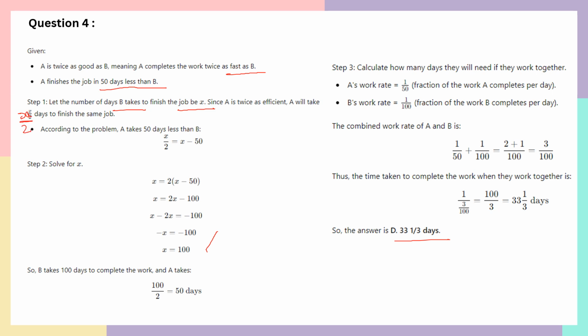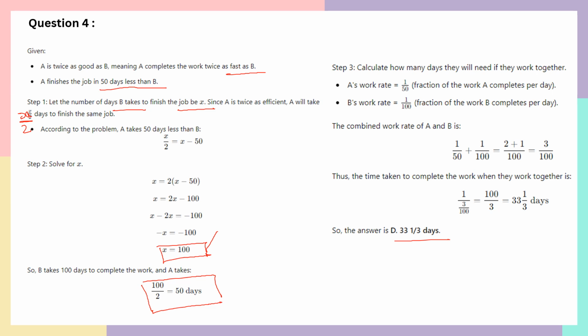So according to the problem, A takes 50 days less than B, and the time taken by A to complete the work is x by 2. So x by 2 is equal to x minus 50. By simplifying this, we get the value of x is equal to 100. So B takes 100 days to complete the work, and A takes half of the days taken by B, which is 100 by 2, equal to 50 days.